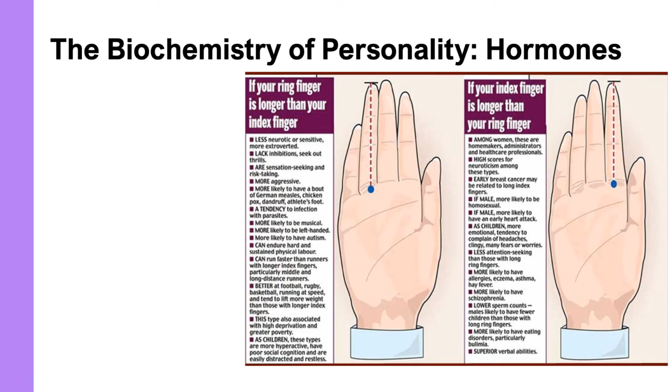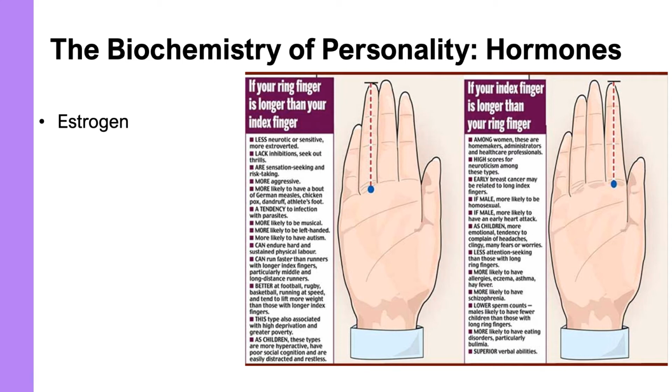So how do you know whether you're one of those people who has either higher levels of estrogen or were exposed to higher levels of estrogen prenatally? Well, there is some research that suggests that you can look at the difference between the length of your index finger and your ring finger. And I have a little diagram here if you want to try it out.